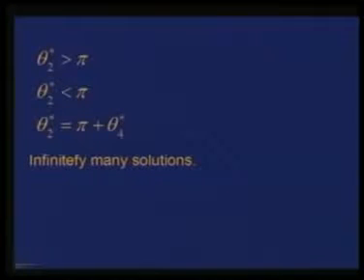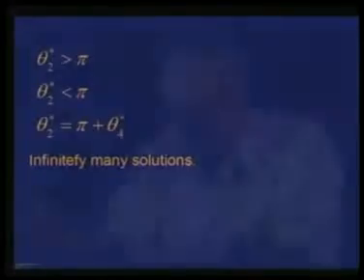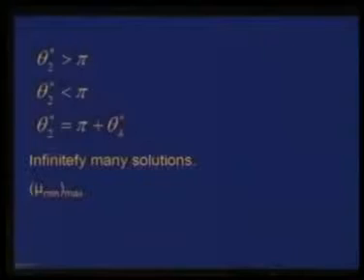We shall discuss the cases separately for theta 2 star more than pi, theta 2 star less than pi, and if theta 2 star is pi plus theta 4 star. As we shall see from the geometrical method, there will be infinitely many solutions and we can choose the best design to maximize the minimum transmission angle, that is to design for mu min max. We shall explain all these graphical methods with the help of figures.